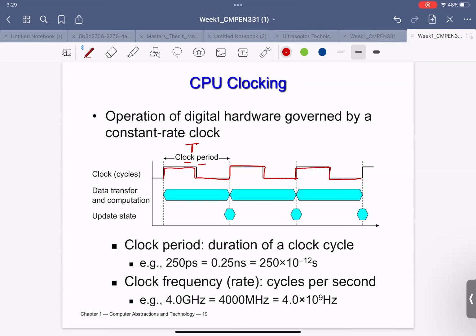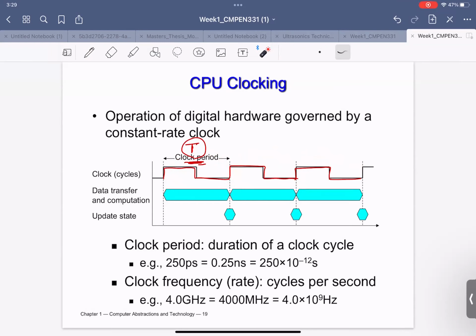First, of course, you need to know the clock period time, what is T. But not only that, you also need to know how many T's you already consumed to finish the task. Correct? And when you multiply this by this, then you can get the whole CPU time.